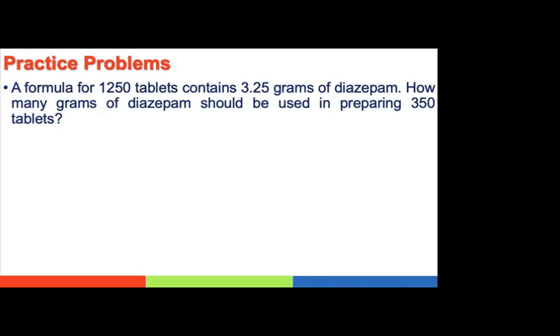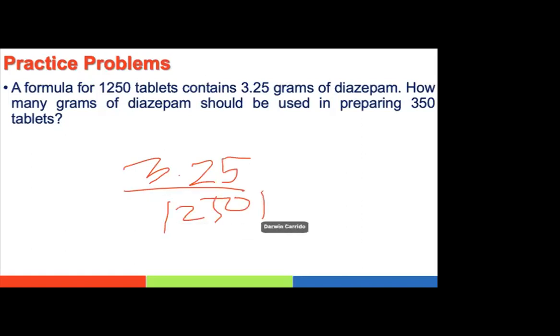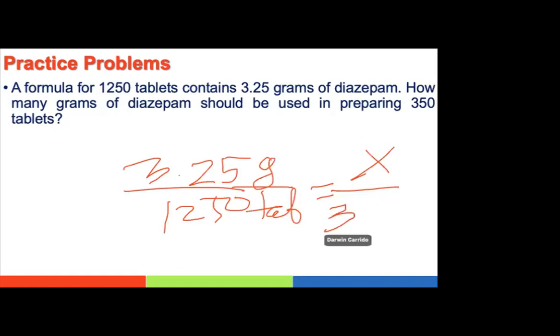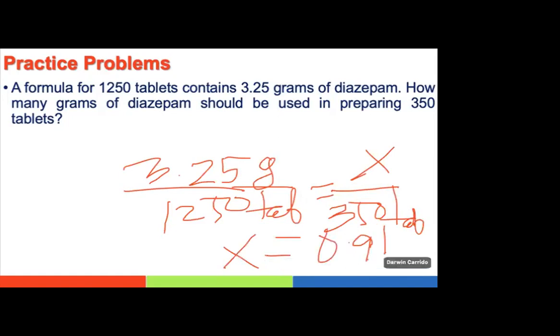Okay? So 3.25 divided by 1,250, this solution is also possible, equals X over 350 tablets. So solve for X. The answer here is 0.91 gram. All right? So, next problem.